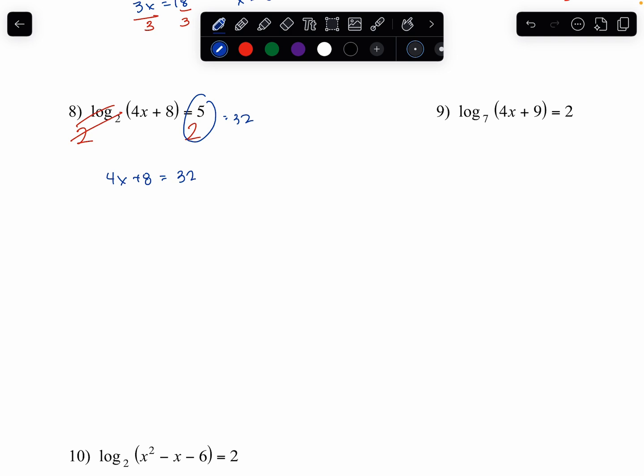And then I can solve this like a linear equation. Just subtract 8, just subtract 8. I get 4x is equal to 24. And then divide by 6, divide by 6. Divide by 6. What am I thinking? Divide by 4. Divide by 4, and I get x is equal to 6.